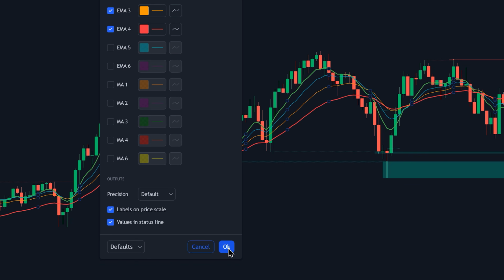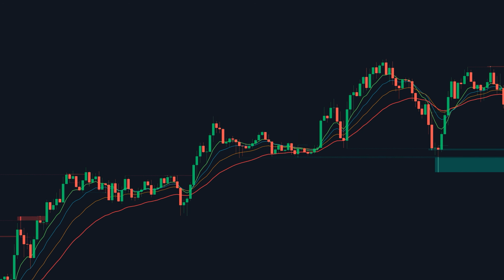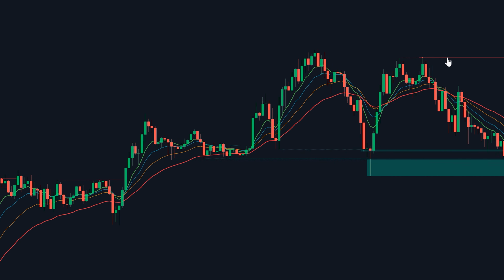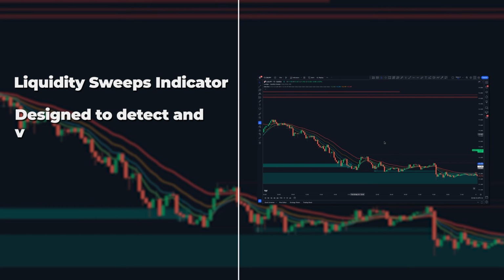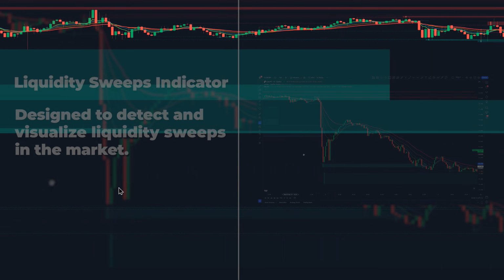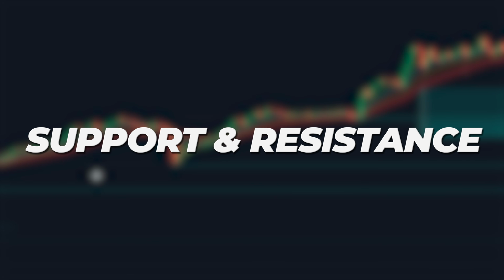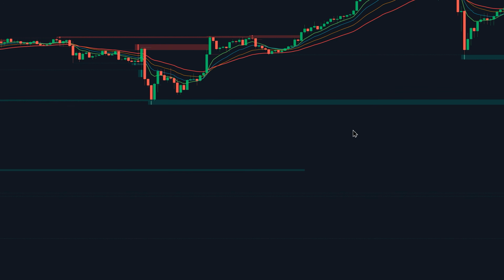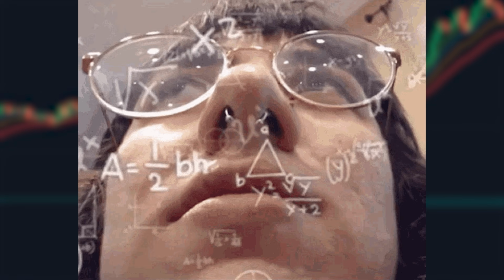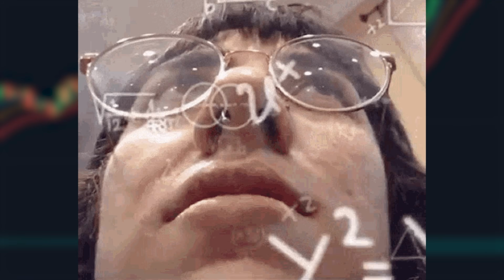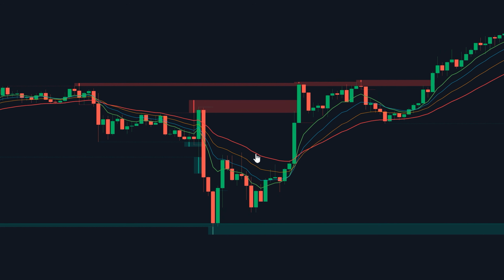After that, click OK. For the liquidity sweeps indicator, we don't need to change anything. The default settings are going to work fine. The liquidity sweeps indicator by LuxAlgo is designed to detect and visualize liquidity sweeps in the market, which can assist traders in identifying potential support and resistance zones, as well as entry and exit points for their positions. Now, at this point in time, I know you may be thinking, but what exactly is liquidity, and what is a liquidity sweep? Well, I'm going to tell you, but before we do that, let's first of all go over this indicator's components.